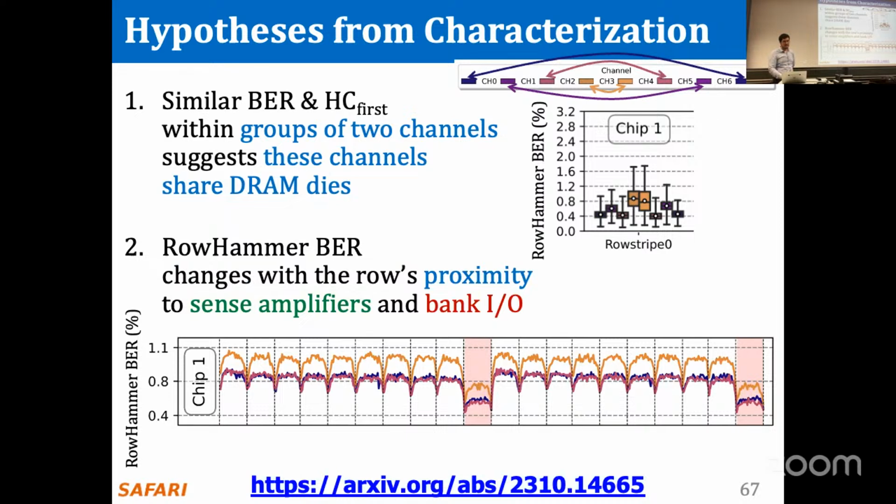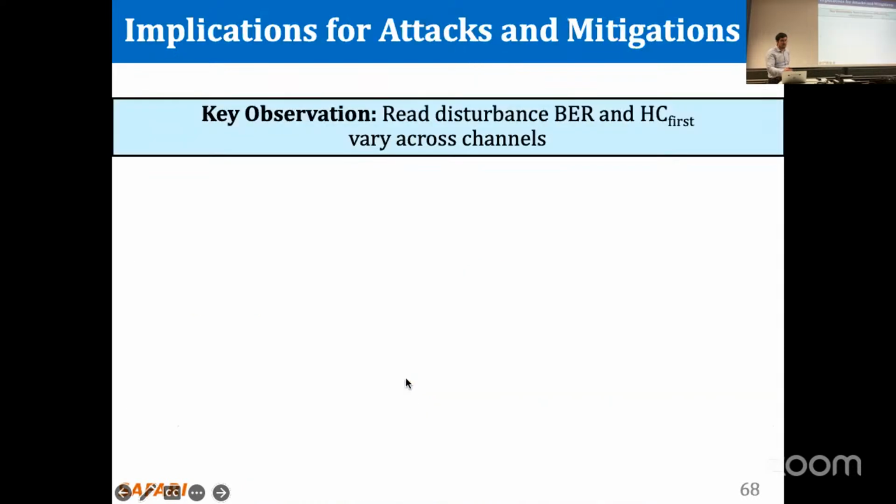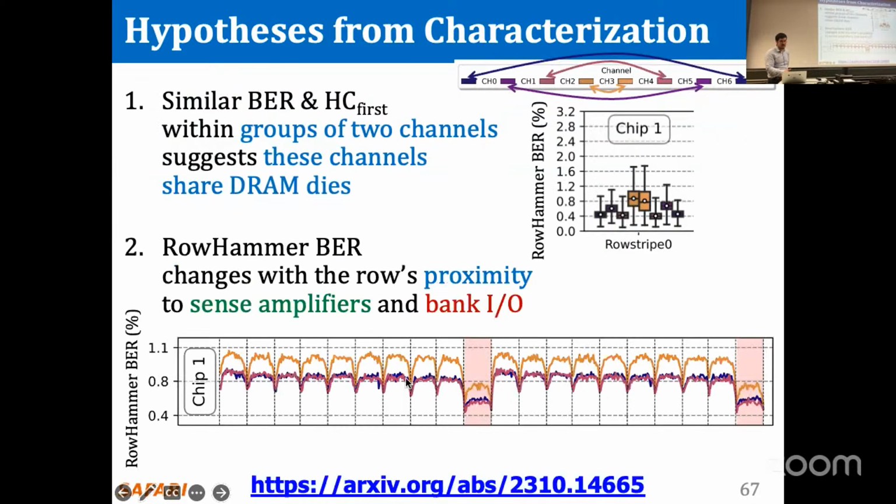And as for the bit error rate changing across rows in a subarray, one explanation we have, well, this is not really an explanation, it just seems to be affected by the distance of that row to the sense amplifiers. That's one hypothesis. Maybe the further away you get from the sense amplifiers, for some reason, your bit error rate tends to increase.